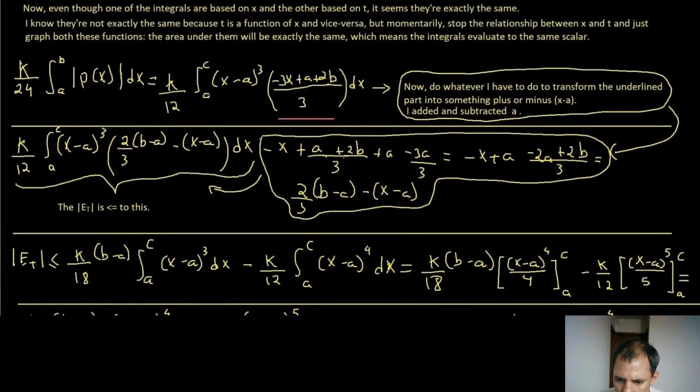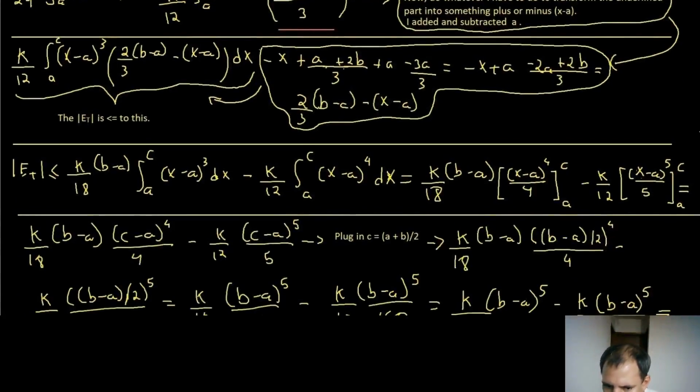Now, let me just see here one thing. Why was the k times b minus a divided by 18 taken out of the integral? Because I'm integrating with respect to x, and there's no x in here. So as far as x is concerned, this is a constant. You can just move it out of the integral. Okay, so I did all this in here, which is equal to this part.